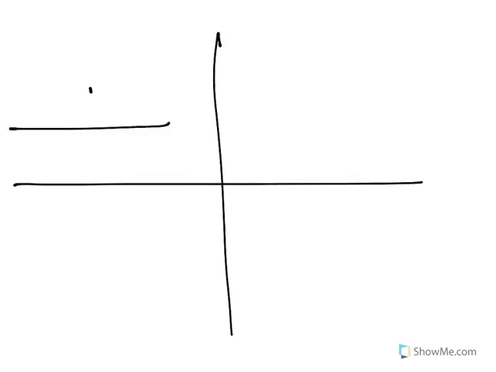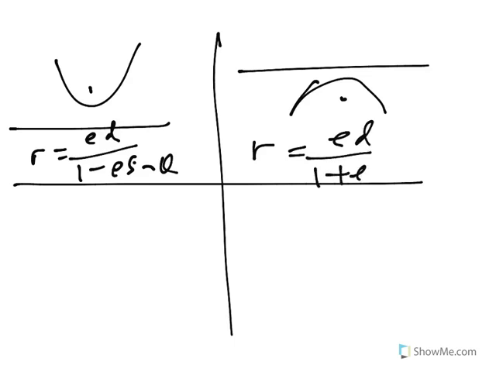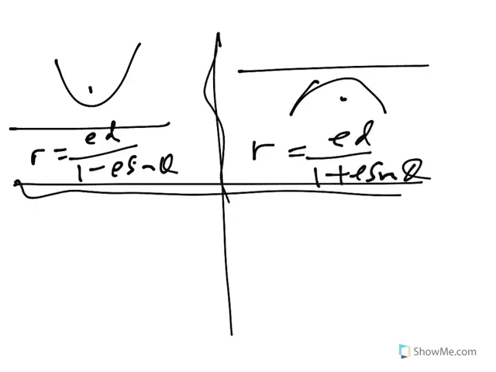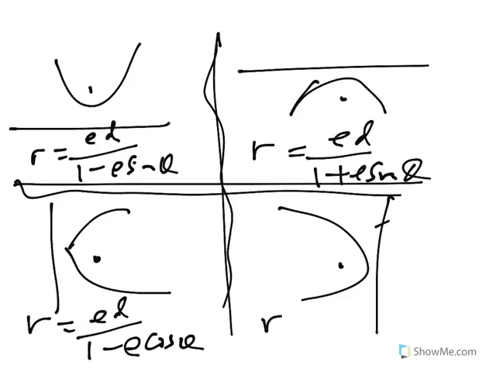Why don't we summarize the 4 types? This one is r equals ed over 1 minus e sine theta. This type is r equals ed over 1 plus e sine theta. These aren't quadrants, these are just the 4 possibilities. This type is r equals ed over 1 minus e cosine theta. And this type is r equals ed over 1 plus e cosine theta.